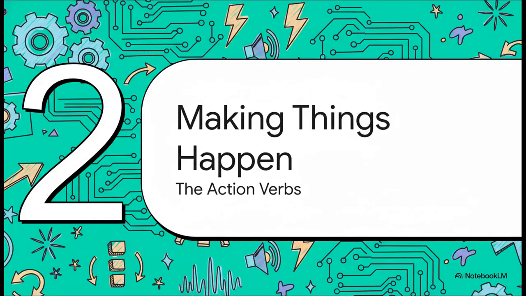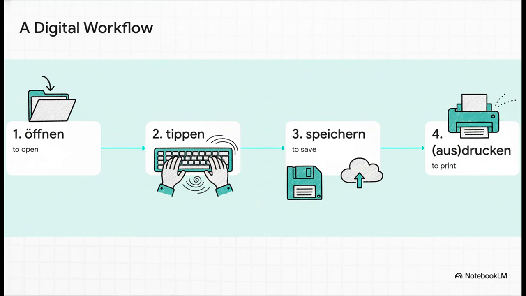So we've got the hardware sorted. Now let's get into the verbs. You know, the action words that actually make things happen in your digital world. Just think about a totally normal workflow. First, you öffnen a file. You open it. Then you tippen. You type. Then, and this is crucial, you speichern. You save it. And finally, maybe you ausdrucken it. You print it out. See that? Öffnen, tippen, speichern, ausdrucken. It's the whole process right there.